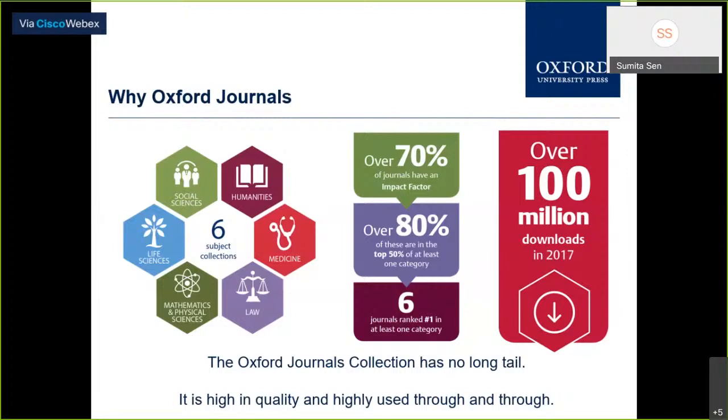This is based on information collected from the Journal Citation Reports, which is collated by a company called Clarivate Analytics. For all of you who are familiar with journals, you will know that the best way to judge whether a journal is good or bad is through its impact factor. And according to Clarivate, 70% of our journals have an impact factor. 80% of these journals are in the top 50% of at least one category. And 6 journals are ranked number 1 in at least one category.